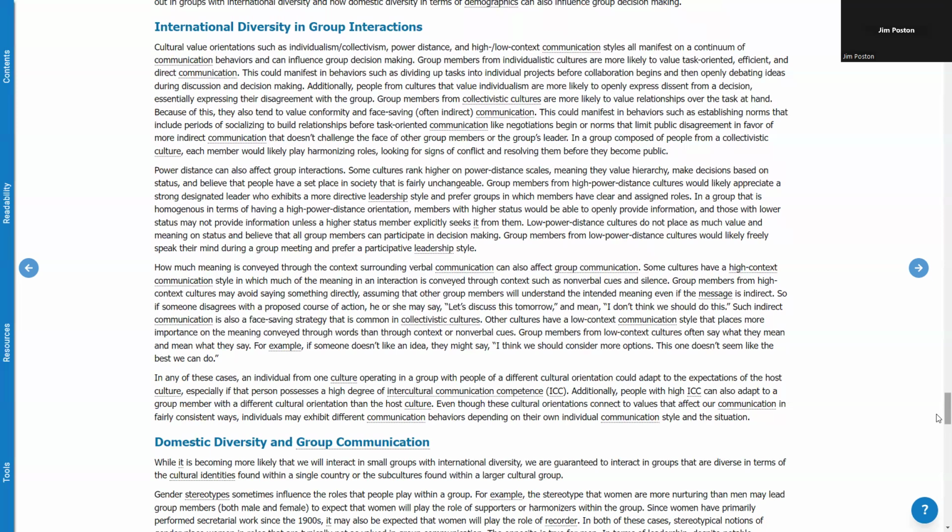Other cultures have a low context communication style that places more importance on the meaning conveyed through words than through context or nonverbal cues. Group members from low context cultures often say what they mean and mean what they say. For example, if someone doesn't like an idea, they might say, "I think we should consider more options. This one doesn't seem like the best we can do."